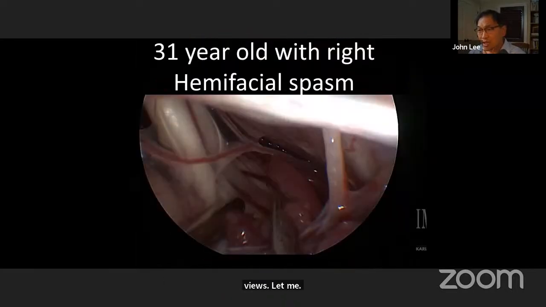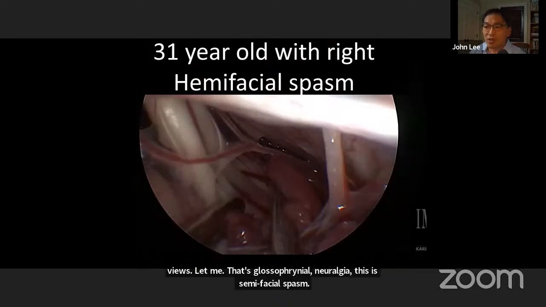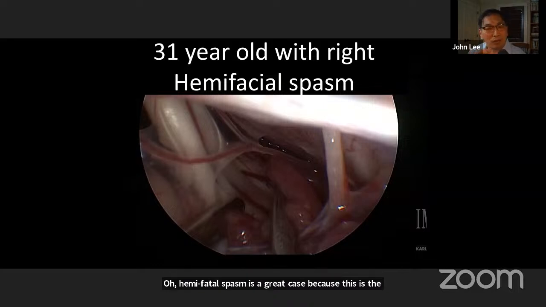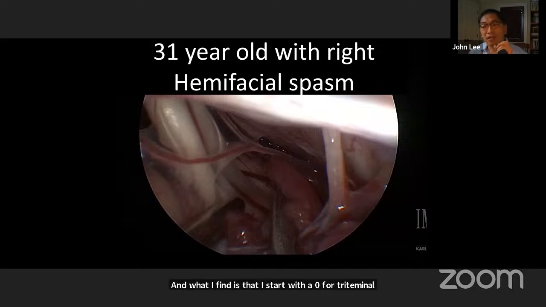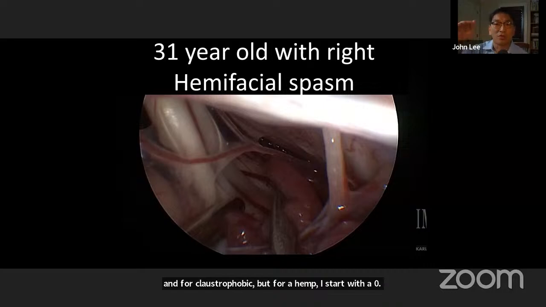This is glossopharyngeal neuralgia. This is hemifacial spasm. Hemifacial spasm is a great case, the best case to use the angled scope. What I find is that I start with a 0 for trigeminal and for glossopharyngeal, but for hemifacial spasm, I also start with a 0, and then it's very useful to switch to a 30-degree angle to the brainstem.